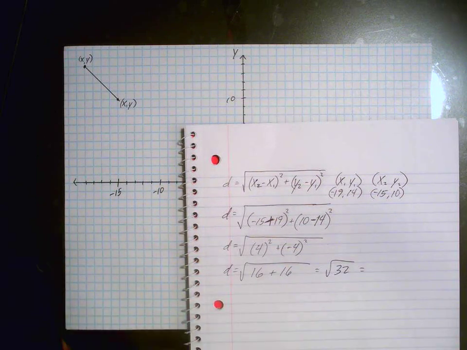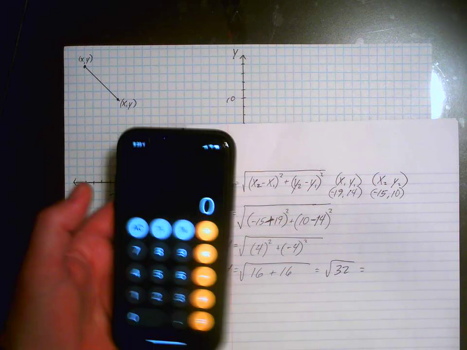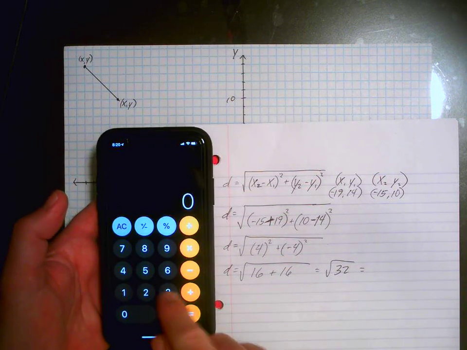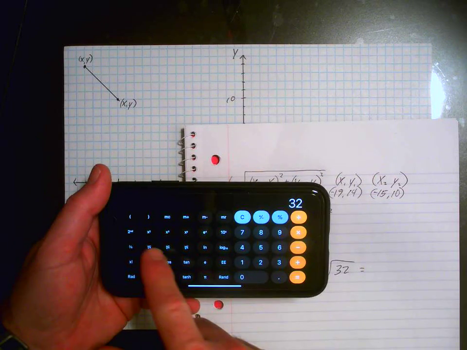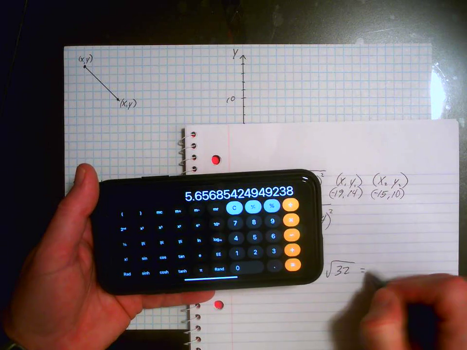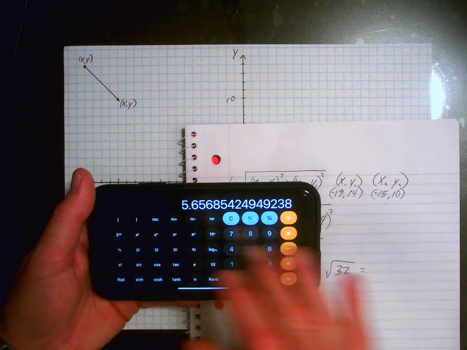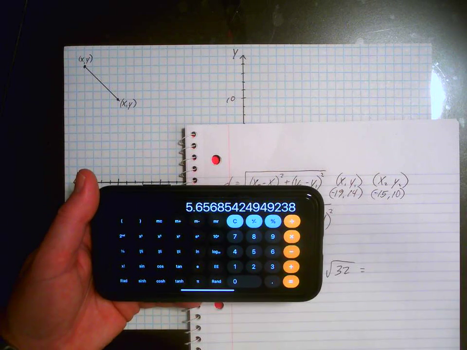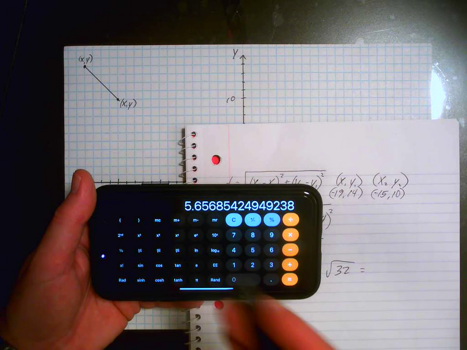32 is not a perfect square, so I'm going to turn my calculator sideways and it becomes a scientific calculator, and I'm just going to hit the square root button. And man, that is an irrational number. It never terminates, and it does not repeat. Therefore, if I'm going to write it down at all, I'll use an estimate of that number.